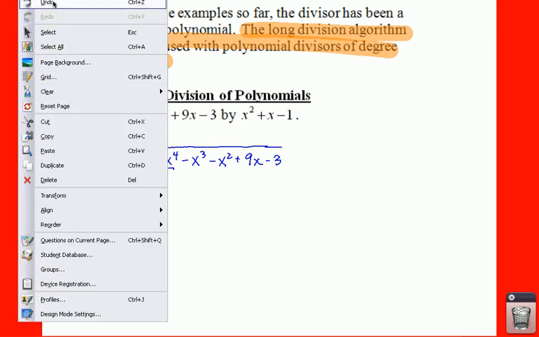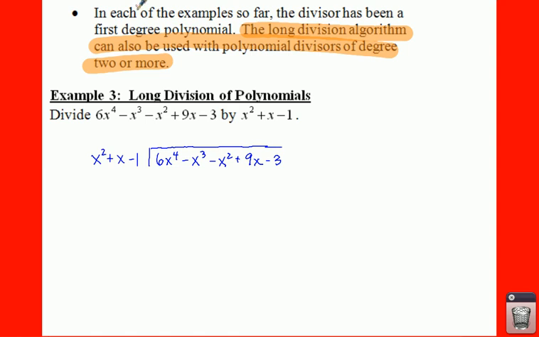So, like we did before, we're only worried about the first terms in your divisor and your dividend. So if we just worry about 6x to the fourth and the x squared, we're going to take 6x to the fourth, divide by x squared. You end up with just 6x squared, so that goes on top.